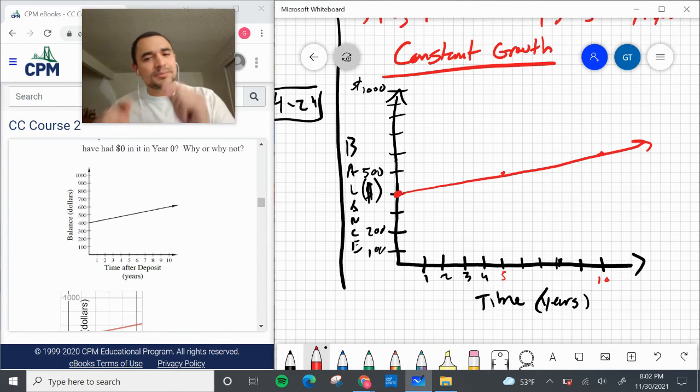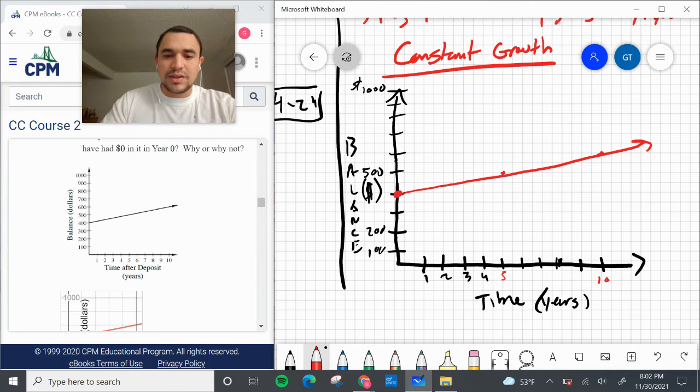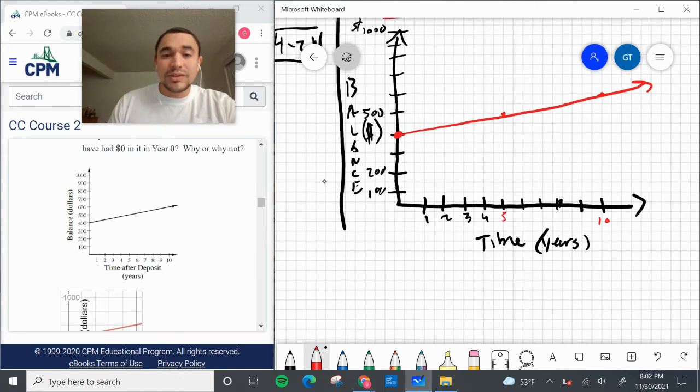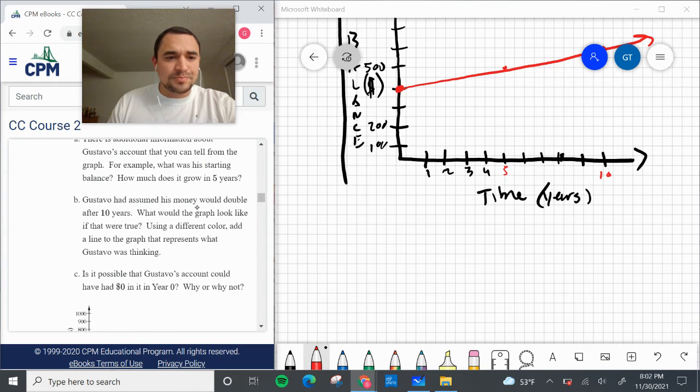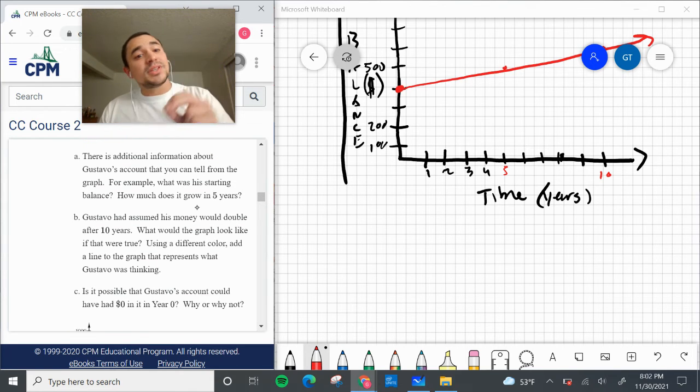So if you look at this graph, it is steadily increasing as it should. It's constant. However, it's not proportional. And we'll talk about more of that a little bit later. So let's go ahead and go over here. And please, it's going to take me longer to write it than say it. So please follow along.